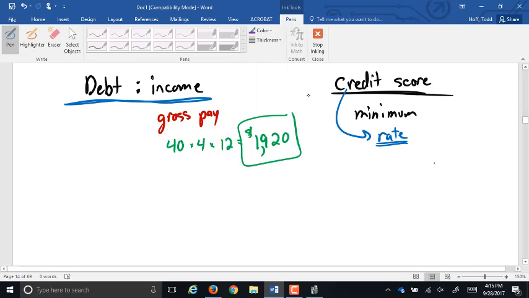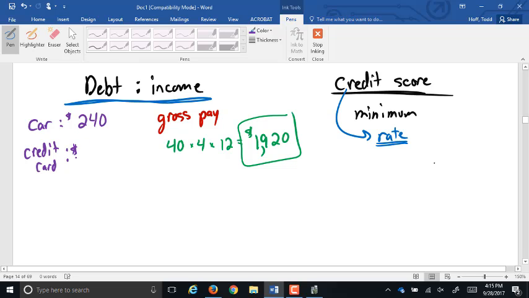Your debt is only debt payments every month. So over here, let's say you have a car. Let's say your car payment is $240. Let's say you have a credit card. Let's say your credit card payments.